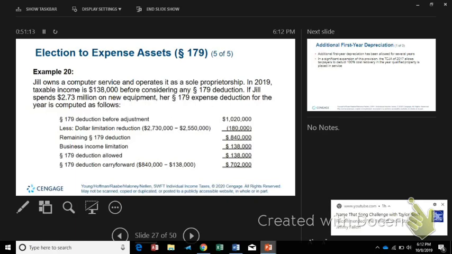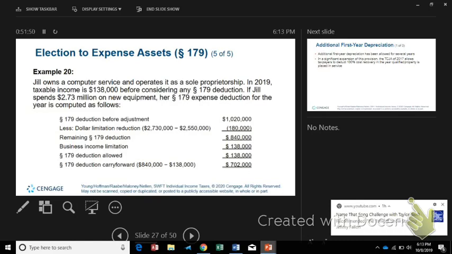If Jill spent $2.73 million on equipment, her section 179 expenses are as follows. So first of all, there's her $1,020,000. That's her section 179. And if you look at your 4562, that's 2018, so it's only going to say $1 million. All right, the new is $1,020,000. So she spent 2.73. You subtract the 2.55, which gives her 180. Why is it only limited to 180? Well, that's what exceeds. So that's what's going to be her limitation.